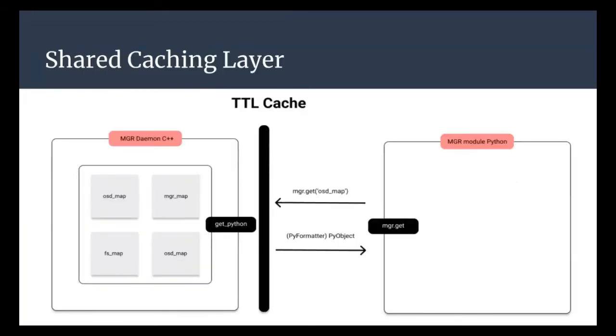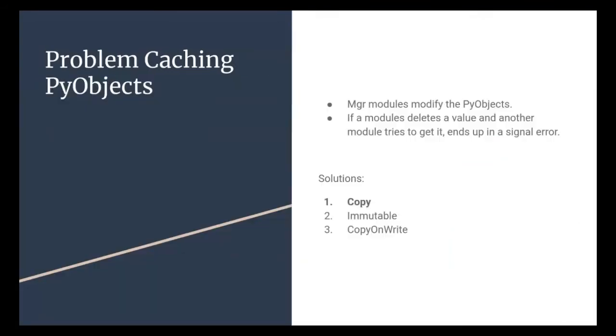To solve this, we decided to go with a cache in the C++ side, so we can share the cache between every module, so we don't have to store every call in every module. And basically, we put the title cache there. And to do this, we had to solve some problems.